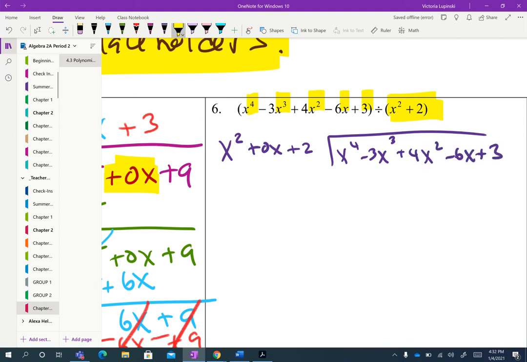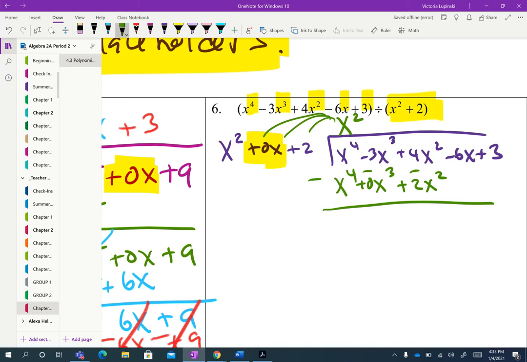And again, once you realize why there needs to be a placeholder, it's really business as usual once you kind of get going. So first into first, x squared times what is x to the fourth? That's going to be x squared. Multiply to everybody in the divisor. So that's going to give me an x to the fourth, 0 times anything is a 0, in this case, x cubed, plus 2x squared. Draw the line, change the signs.